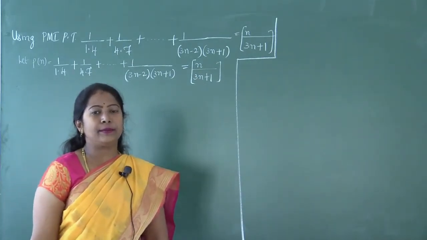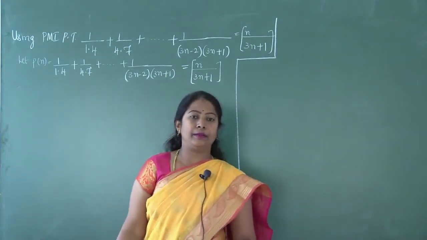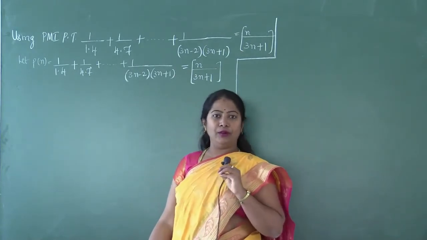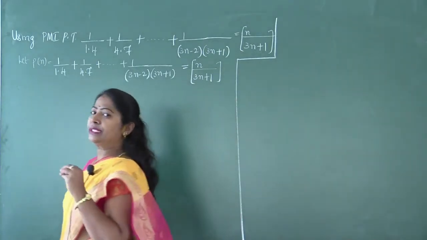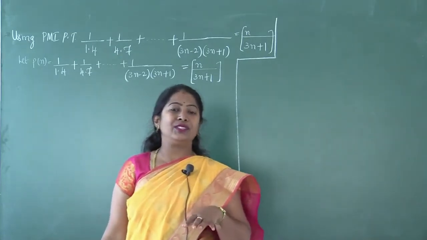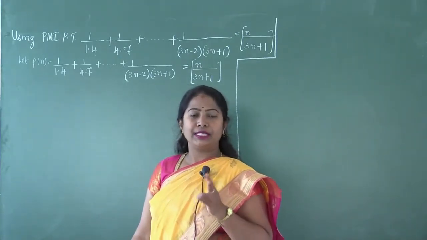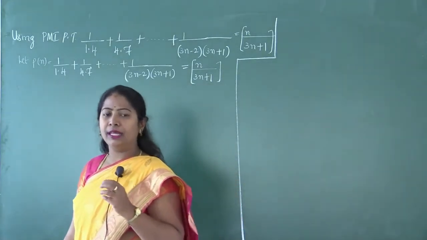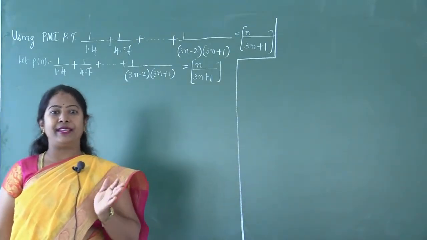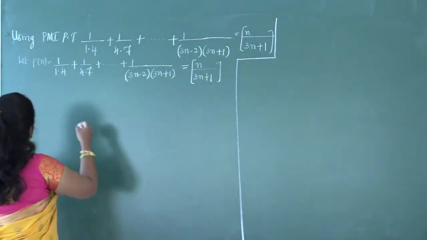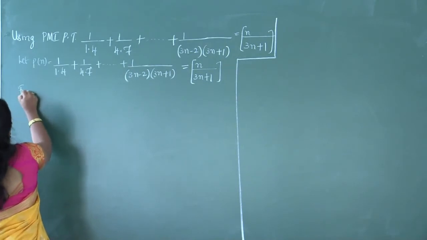What is the next step? Assume that the given statement is true for n equal to 1. So you need to consider LHS, we need to consider RHS and check whether the given statement is true for n equal to 1 by substituting the value of n as 1. So this is for n equal to 1.